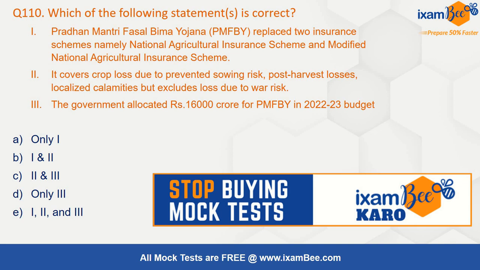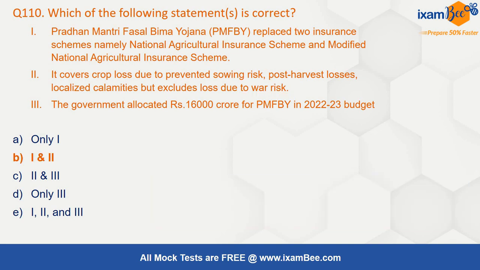Again, you read all the statements, and this is about Pradhan Mantri Fasal Bima Yojana. So it replaced the earlier 2 insurance schemes, namely NAIS, National Agricultural Insurance Scheme, and MNAIS, modified NAIS. It covers crop loss due to prevented sowing risk, post-harvest losses, localized calamities, but excludes loss due to war risk. It is a strong statement, and the government allocated 16,000 crore in the recent budget.